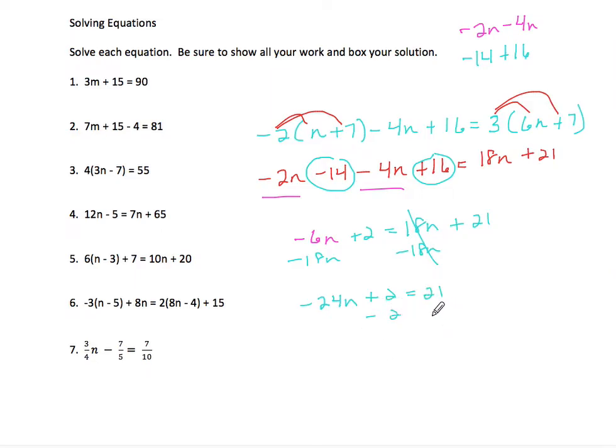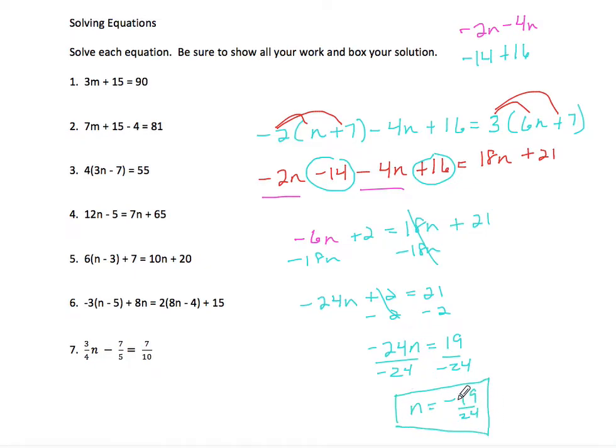We subtract 2 from both sides. These cancel out. Negative 24n equals 19. We divide both sides by negative 24, and our answer is n equals negative 19 over 24. It really doesn't matter, you can put the negative on the top or bottom, but there's our answer.